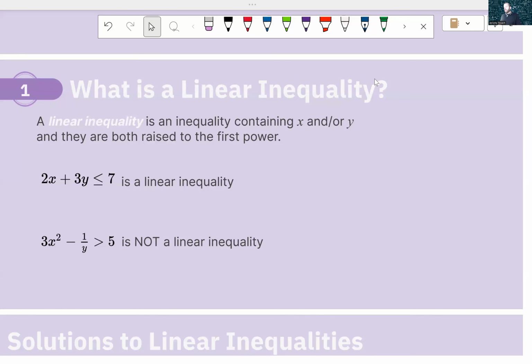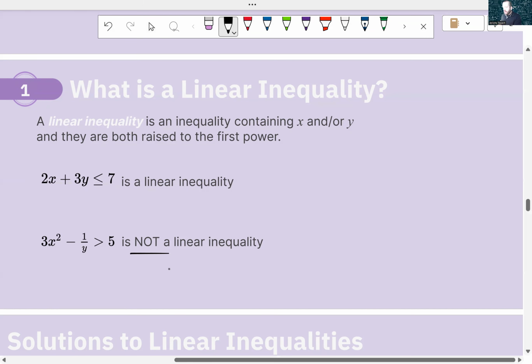So first of all, what is a linear inequality? A linear inequality is very similar to a linear equation in that there's no x squared or y squared terms. With a linear inequality, we just have x terms and we just have y terms. So this example is not a linear inequality because we have an x squared term. 2x plus 3y is less than or equal to 7. This would be considered a linear inequality.